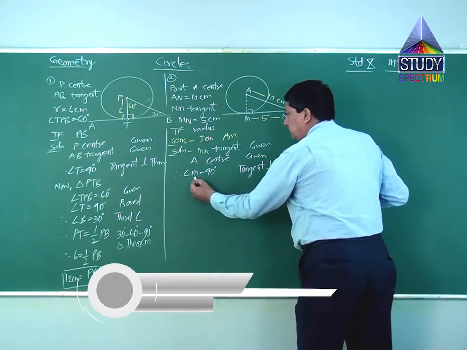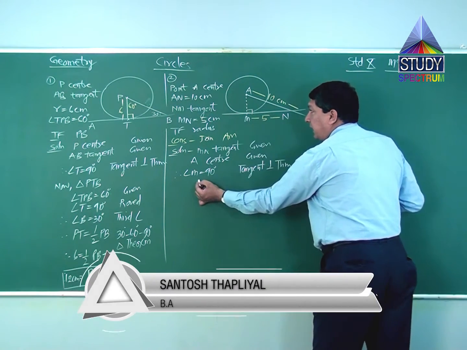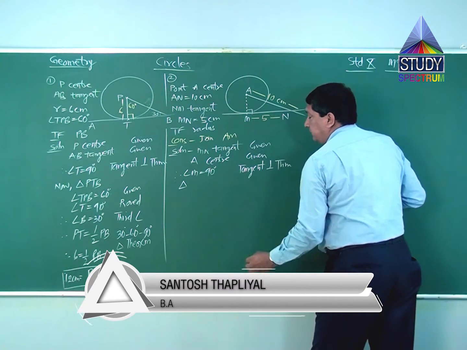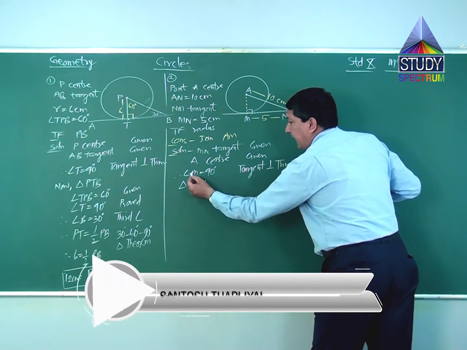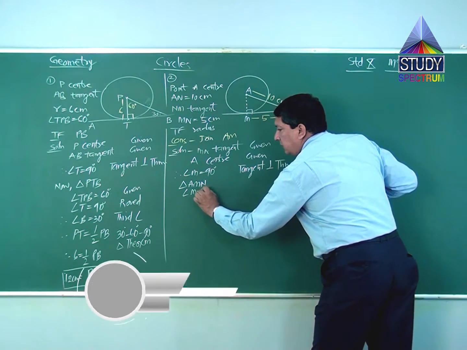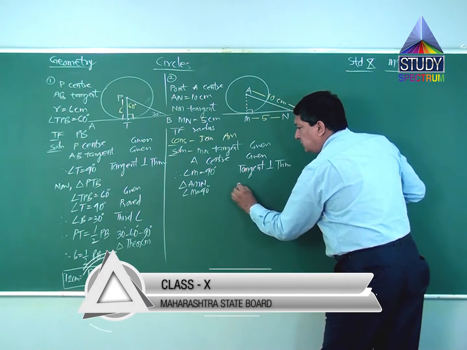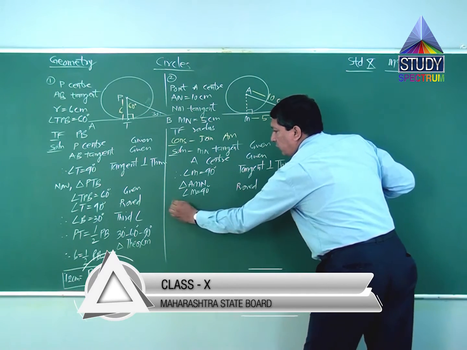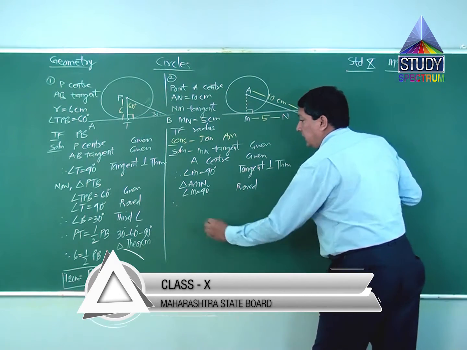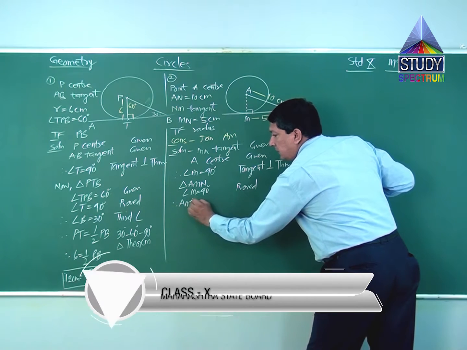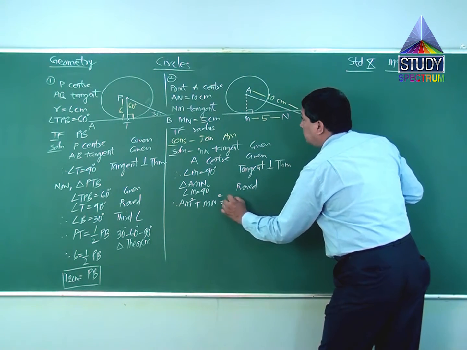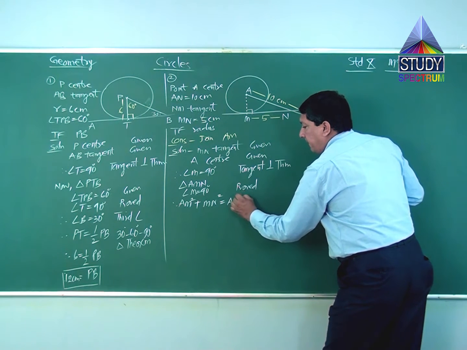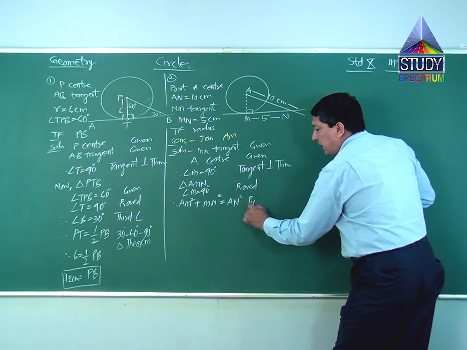See now, we got angle M 90 degree. Now in triangle AMN, angle M is 90 degree. Already we have proved this. Therefore, I can apply Pythagoras theorem now. AM square plus MN square equals AN square. This is by using Pythagoras theorem.